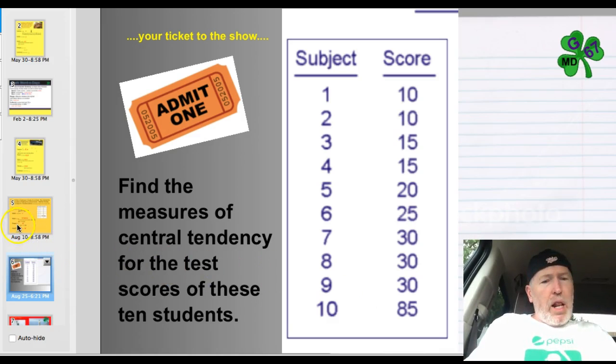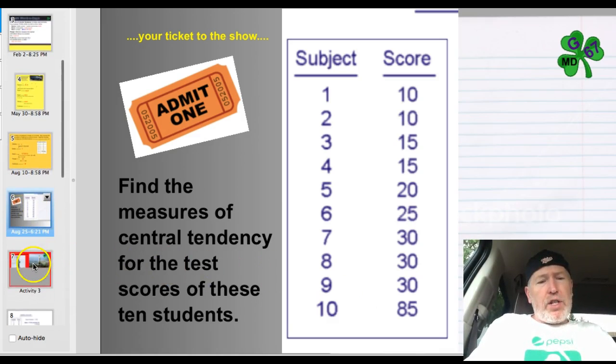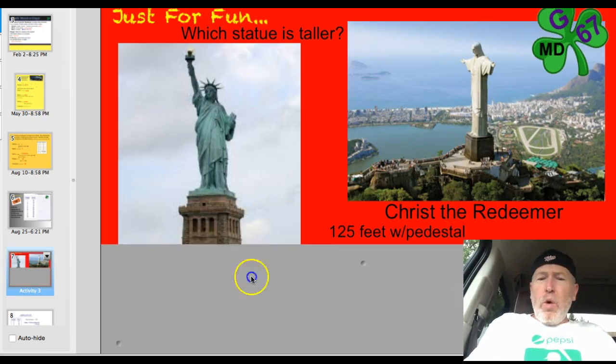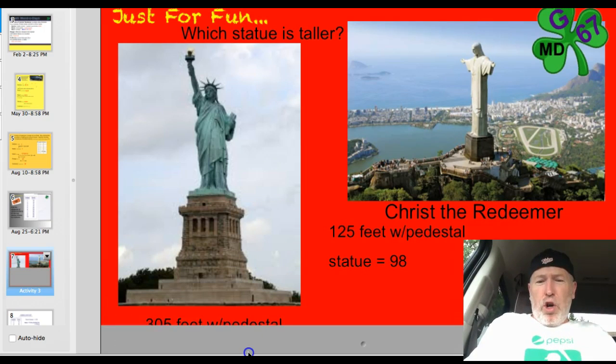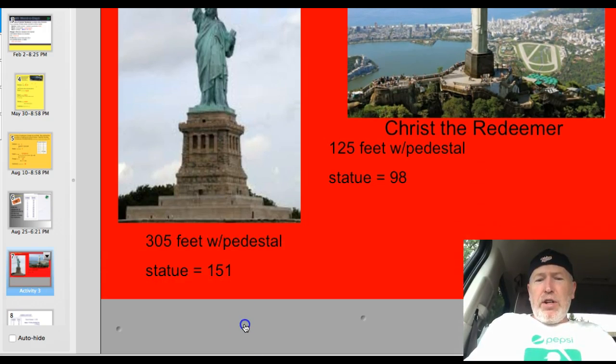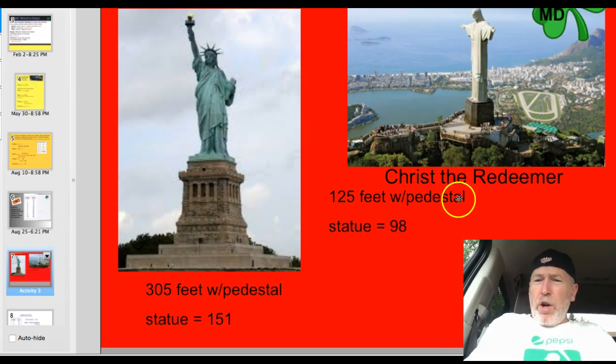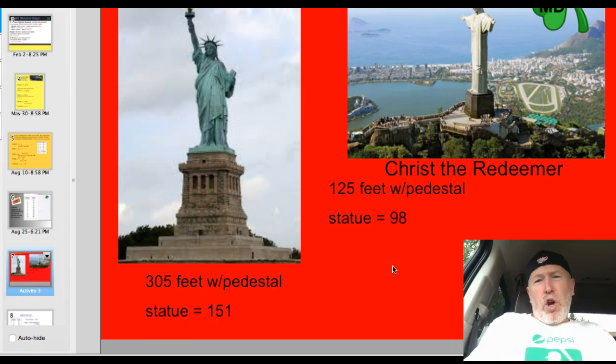Okay, let's go ahead and check out the answer to the trivia question. Which statue is taller? Well, the Statue of Liberty is taller. It's actually 305 feet with its pedestal, or 151 feet from its base to the tip of her torch. Now, Christ the Redeemer is 125 feet with a pedestal, or about 98 feet from head to toe. Pretty cool stuff. Talk to you later.